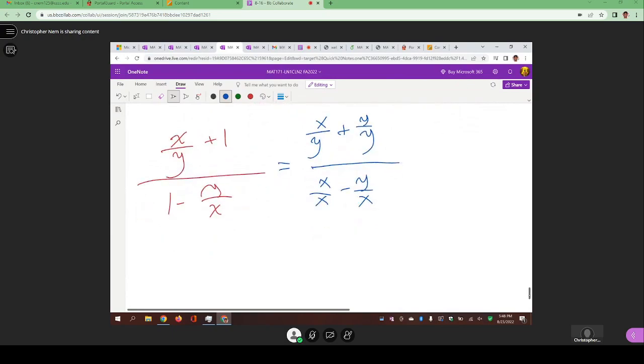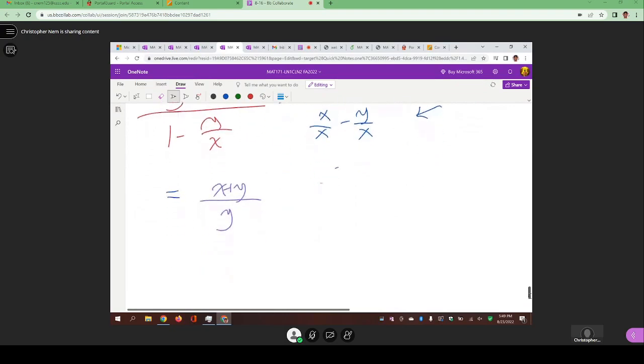And now we can combine the numerator and we can combine the denominator. My wording is pretty bad when I'm talking about multiple fractions together, so I apologize for that. I want to do purple. There we go. So if I add the two together, they have the same denominator now. So I can do x plus y all over y divided by x minus y over x.